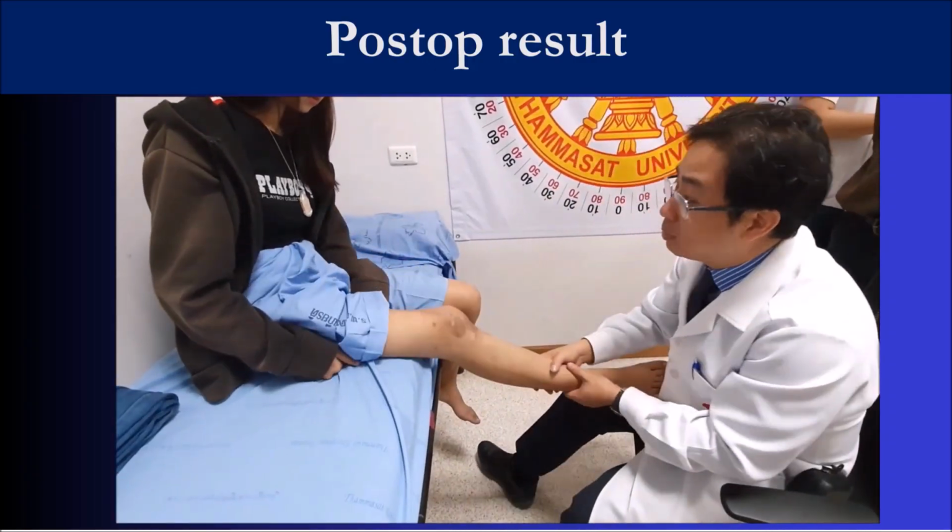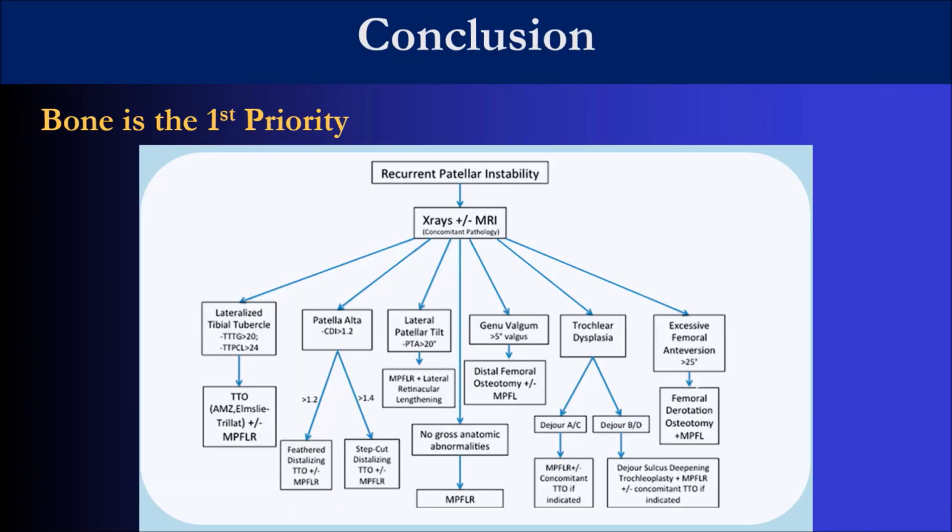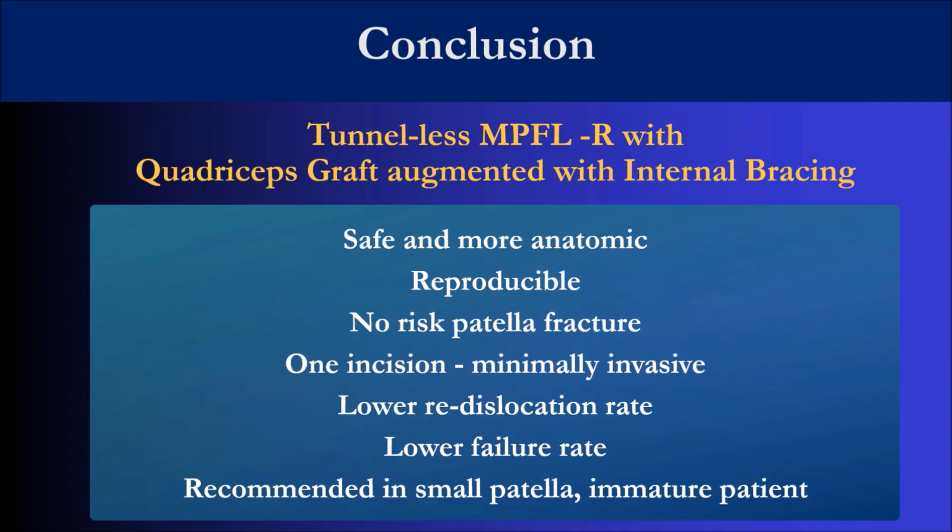She is good now. So in conclusion, you need to remember this algorithm, right? It's a bit complicated. Starting with bone first, correct the bone alignment, bone containment, okay? And then soft tissue. So for soft tissue, I prefer using quadriceps, tunnelless. We do not make a drill hole in the patella because you have no chance of fracture. This is safe, reproducible, and a single incision. And I recommend that for the very small patella and also immature patients.